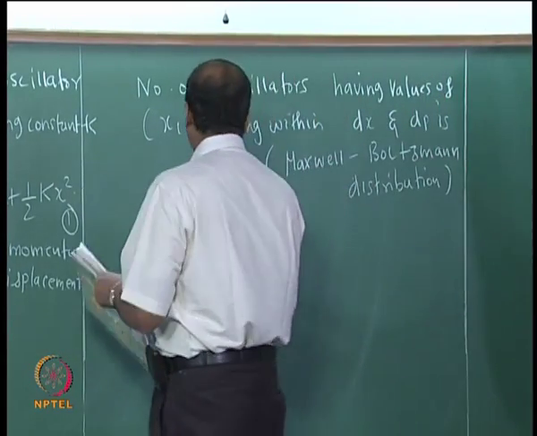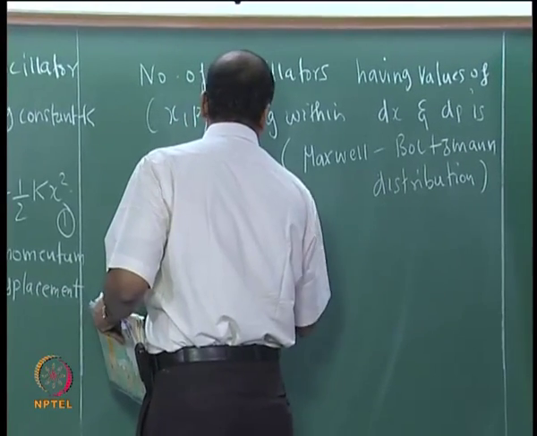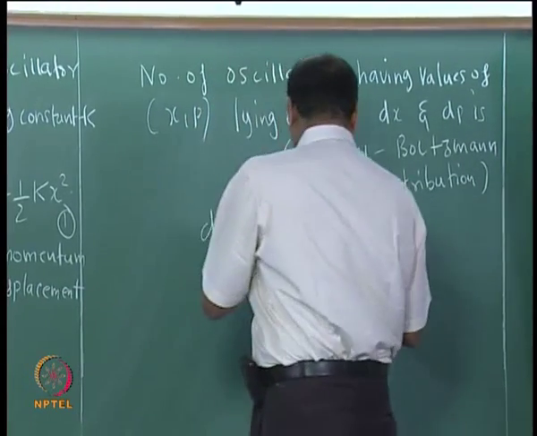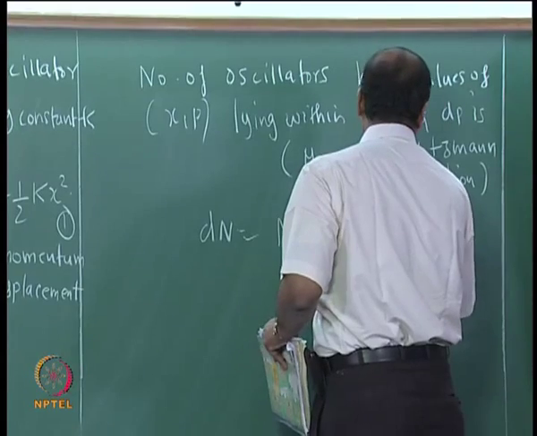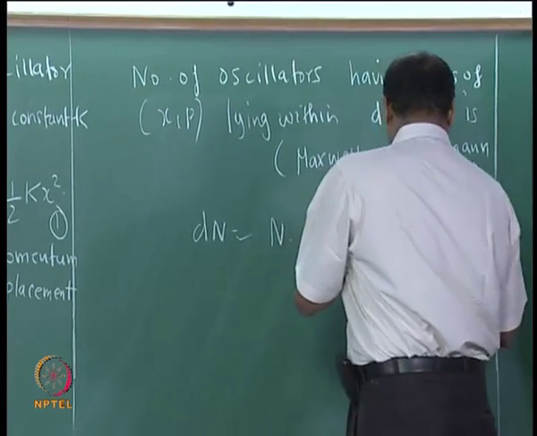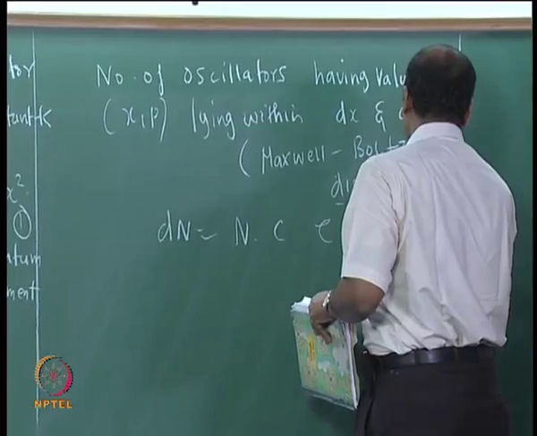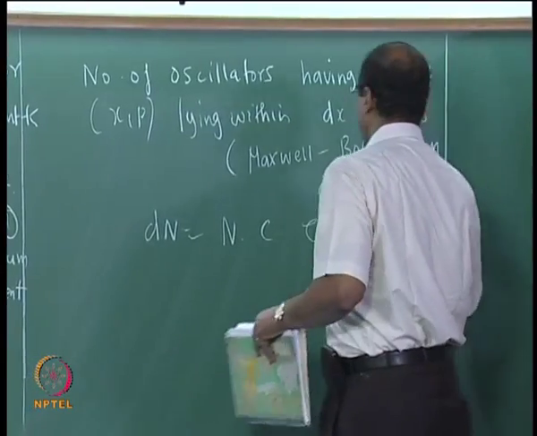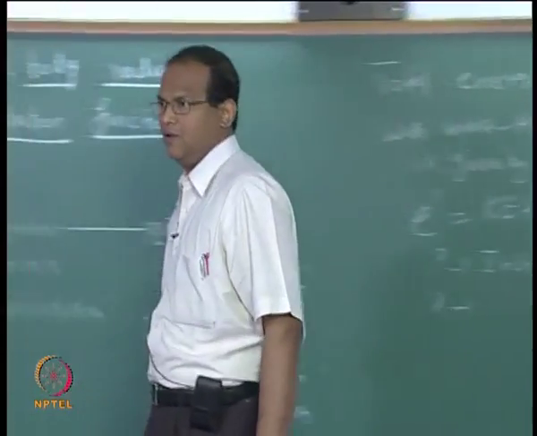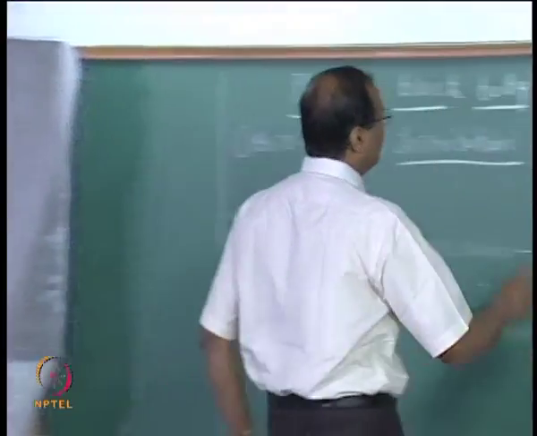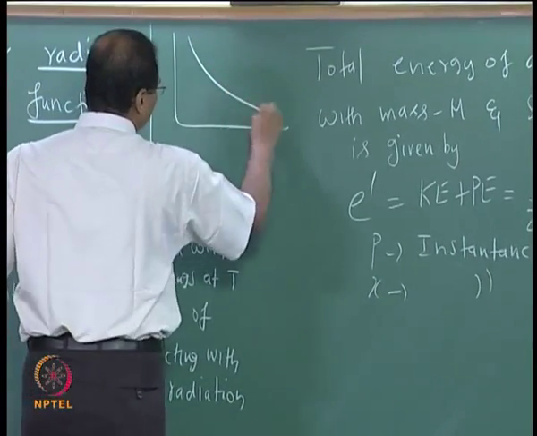Now this is given by dn, n into c into e to the power of minus E dash by kT into dx dp, correct? All of you know that the probability, it follows an exponential distribution, right? This is what is called an Arrhenius type distribution. Okay, what is an Arrhenius type distribution? So the probability will be like this.